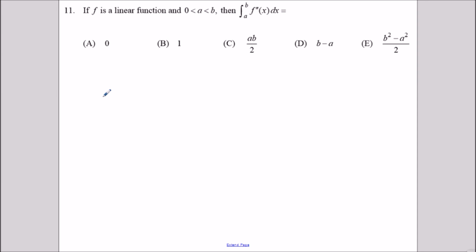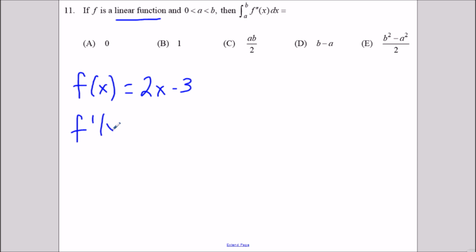Okay, for this question here, we have if f is a linear function and 0 is less than a less than b, then, and we have a definite integral with f double prime. Word of advice, when you get an if-then statement, you could always assume the if is true. So pick out your favorite linear function, maybe it's 2x minus 3, and then just run this through the problem. If f of x is 2x minus 3, then f prime is equal to 2, and f double prime of x is equal to 0.